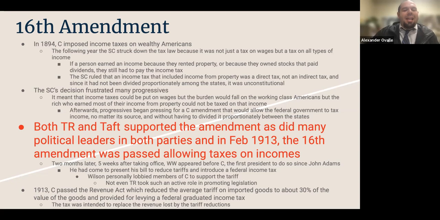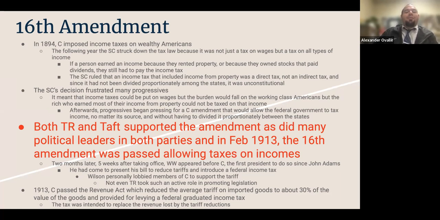It meant that income taxes could be put on wages, but the burden of it would fall on the working class. But the rich who earn most of their income from property could not be taxed on that income. Afterwards, progressives began pressing for a constitutional amendment that would allow the federal government to tax income, no matter its source, and without having to divide it proportionally between the states.